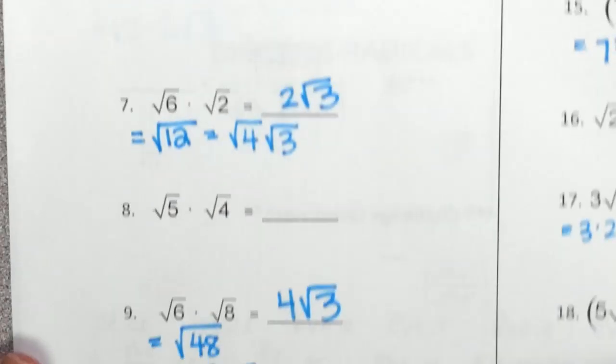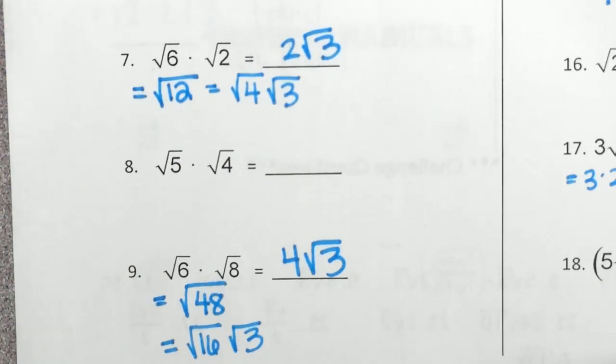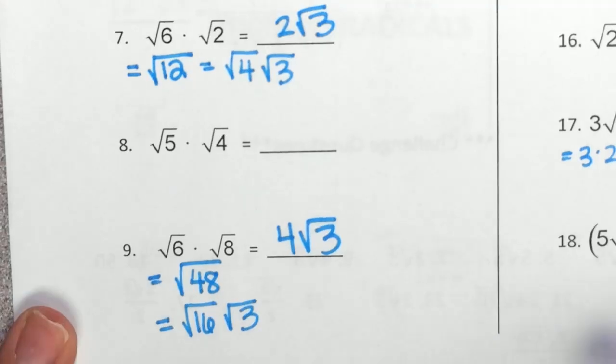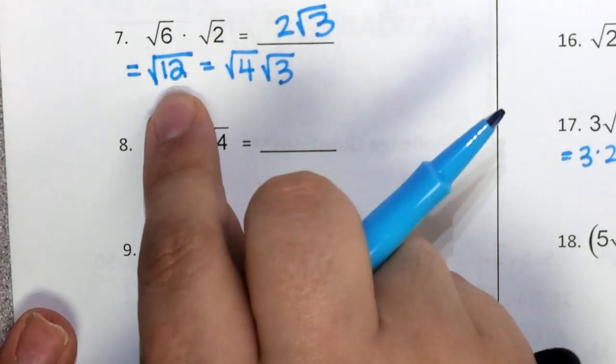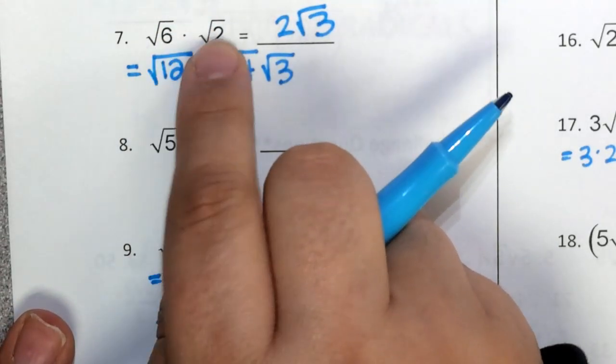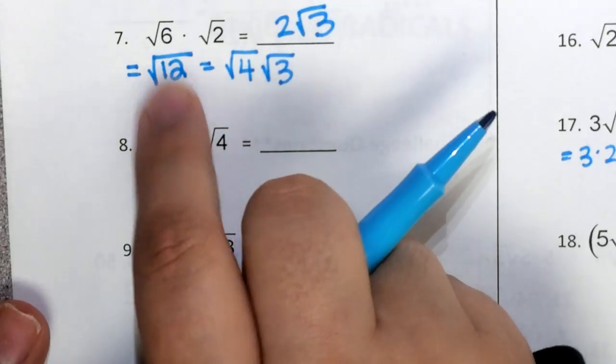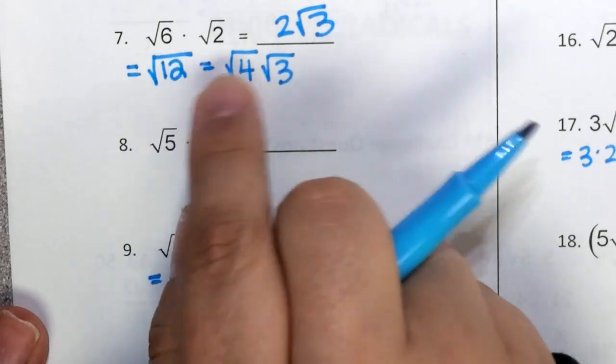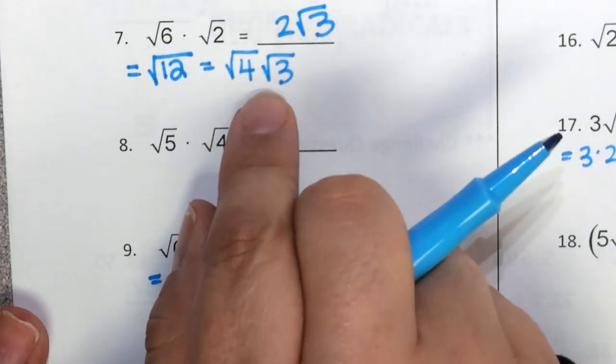Do I have any questions on 7 or 9? Number 7. So this one's a little weird because you get 12. 6 and 2, when you multiply them, you get 12. But then you have to think, what number can I divide? What perfect number can I divide by 12? 4. So then you get 4 and 3.